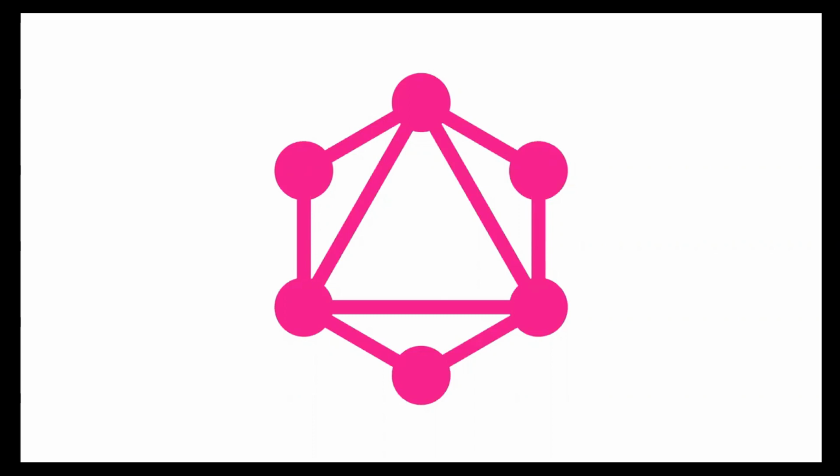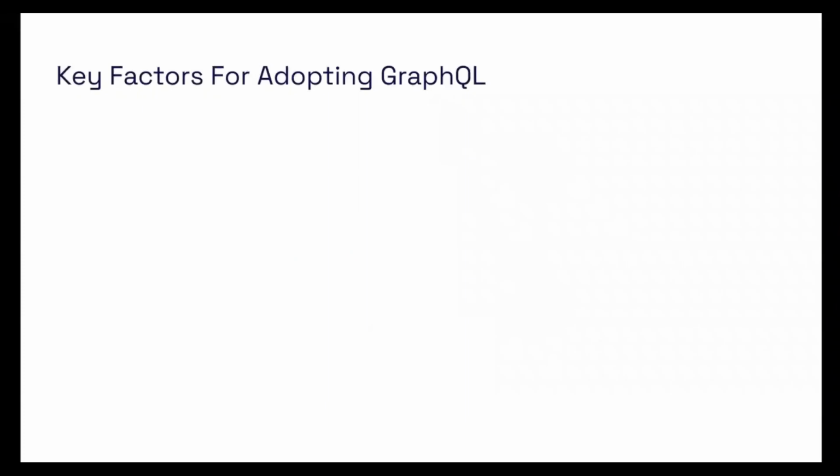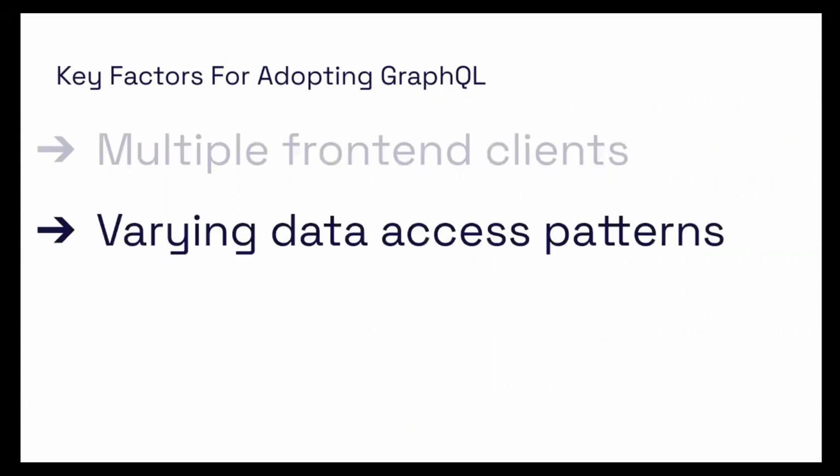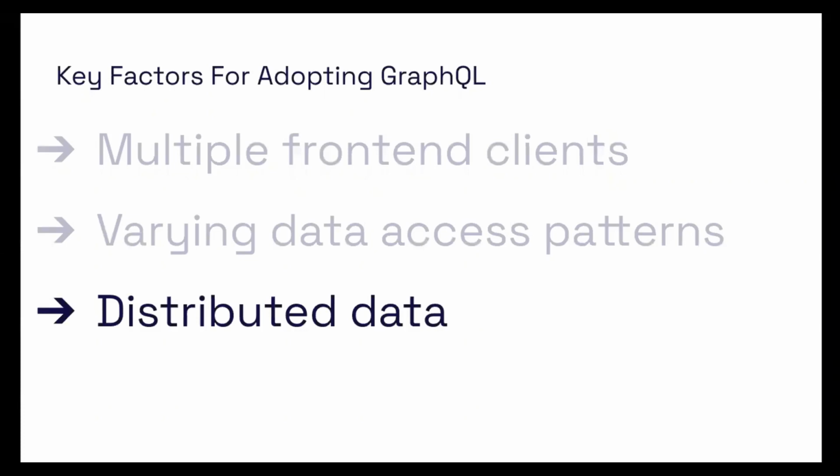In 2015, GraphQL emerged as an option to create APIs that are highly customizable and flexible to handle many different clients. Several key factors can lead a team to adopt GraphQL for their API. When they need to support multiple front-end clients that have different data access patterns and different bandwidth needs. When data access is nested, interrelated, recursive, or when it varies frequently. Or when data is distributed across many different sources.